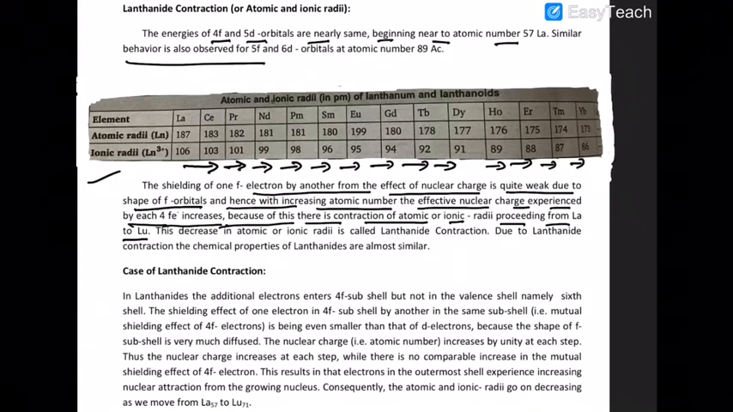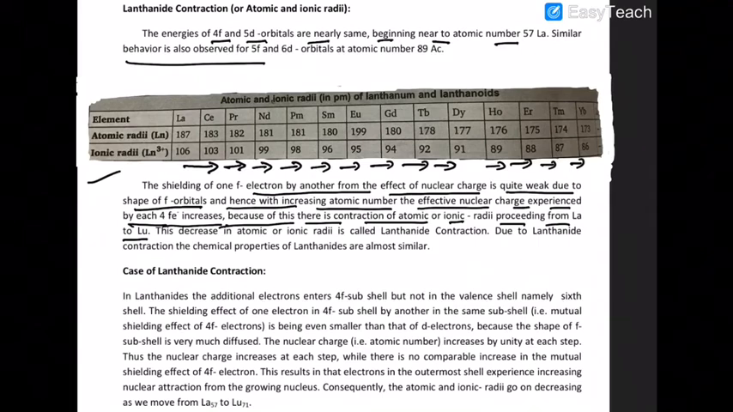They will feel a contraction in their size. What do you mean by that? What I told you is that as we move from lanthanum to lutetium, the electrons are continuously filling in the 4f orbitals. Now 4f orbitals have very poor shielding effect. What is that very poor shielding effect? That is the ability of the inner electron to protect the valence electron from the nuclear charge.